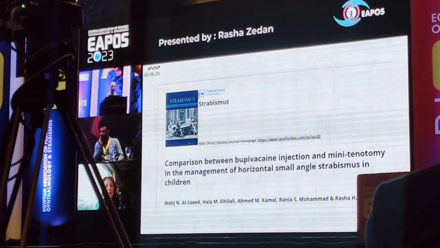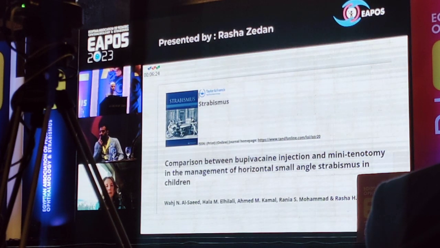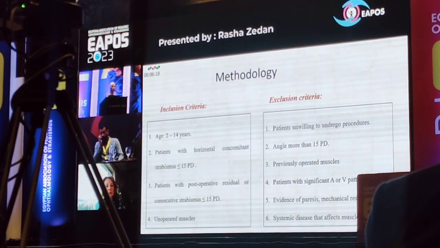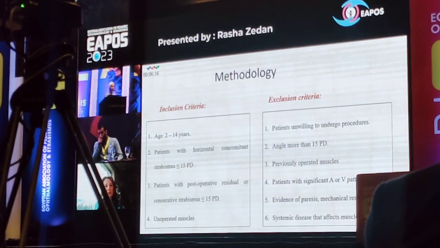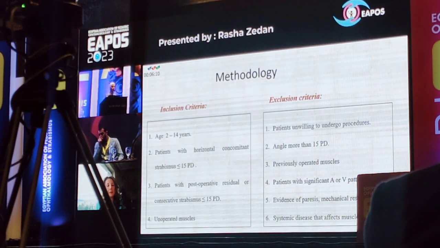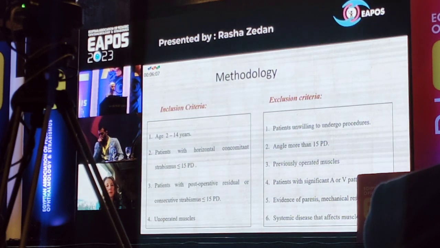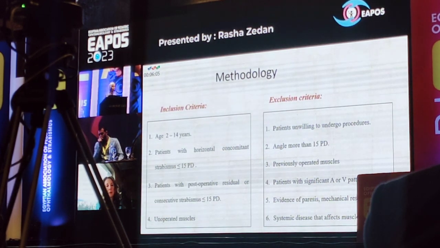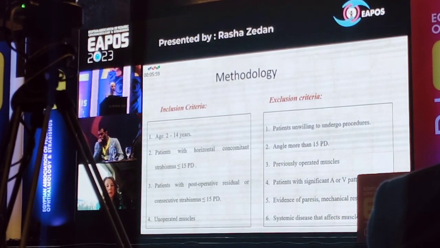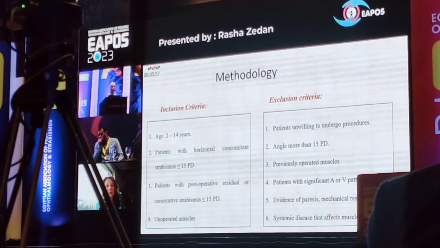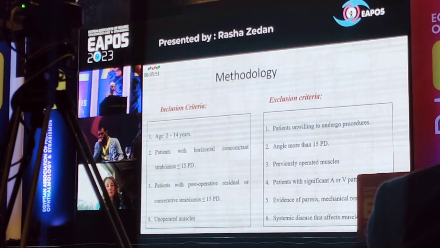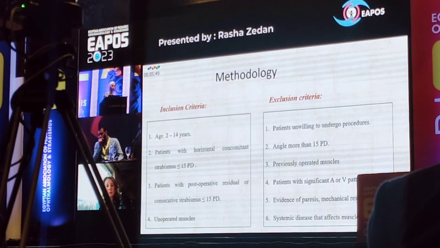In our study, we compared bupivacaine injection to mini tenotomy for horizontal small angle strabismus. We included patients 2 to 14 years of age with angles less than 15 prism diopters. We included patients who had postoperative residual or consecutive strabismus, again less than 15 prism diopters, providing that the muscle was not previously operated. We excluded patients not willing to undergo the procedure, angles more than 15, previously operated muscles, significant A or V pattern, the presence of paresis or mechanical restriction, and any systemic disease affecting the muscle pathology.